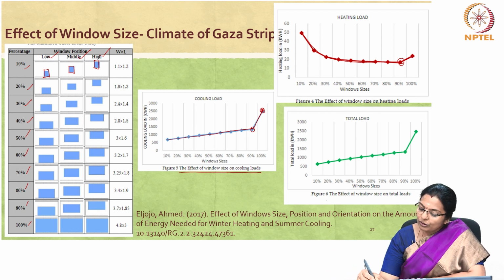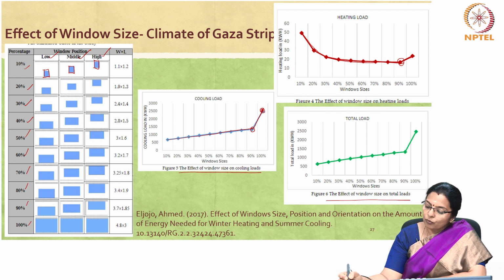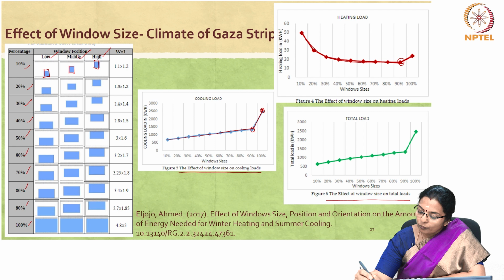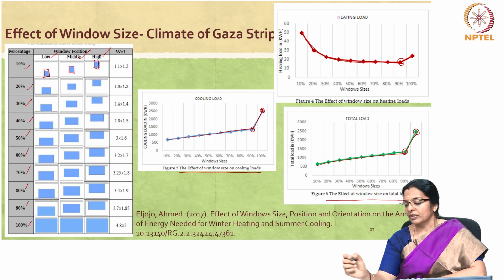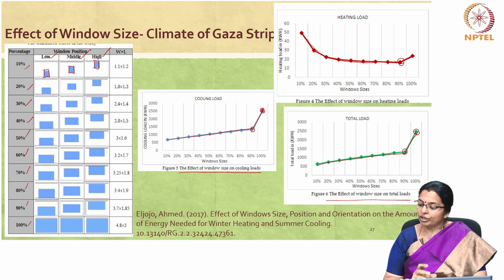The effect of window size on total loads follows a similar pattern to that of the cooling load, where the total load increases gradually in a linear manner up to 90%, and then there is a drastic increase in the total load when the window size becomes 100%.